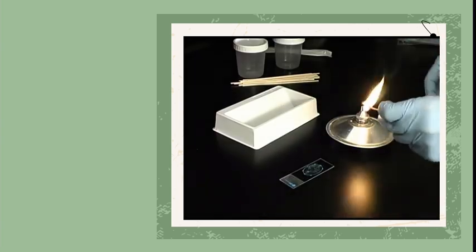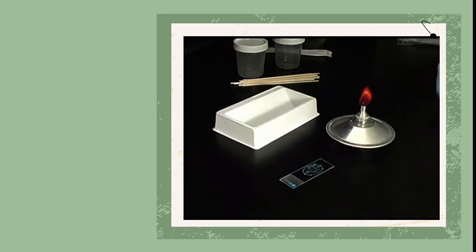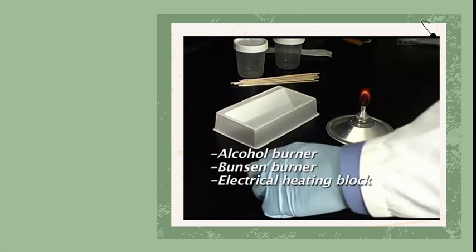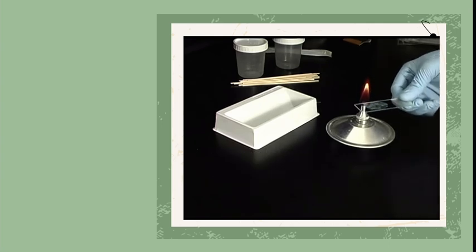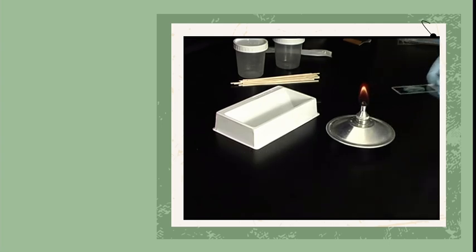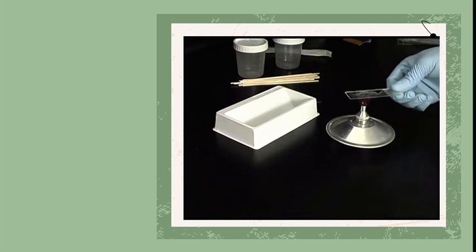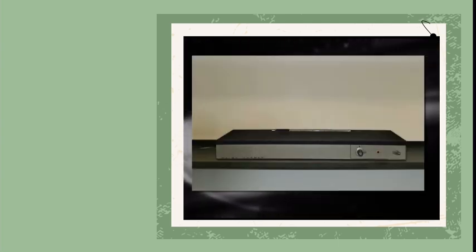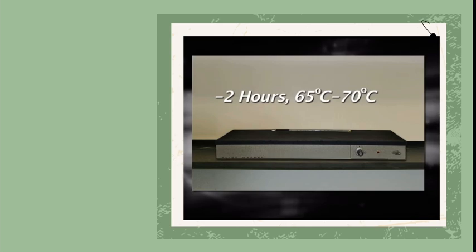Once the specimen has dried on the slide, heat fix the slide using an alcohol burner, Bunsen burner, or electrical heating block. If using a burner, pass the slide through the flame 3 to 4 times, being careful not to char the bottom of the slide. Alternatively, when using an electrical heating block, heat fix the slide for 2 hours at 65 to 70 degrees Celsius. Now, the slide is ready to be stained.